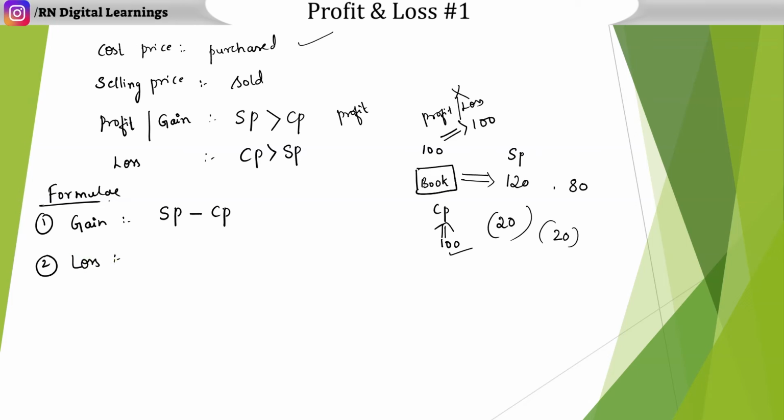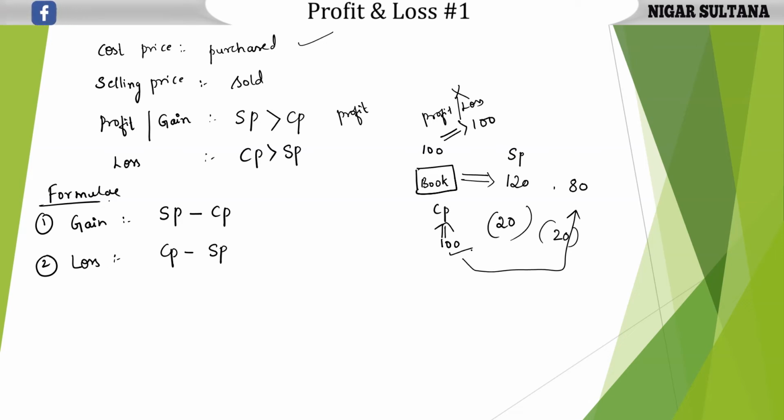So loss can be calculated as, so what is the greater number here? This is your cost price, right? Cost price minus selling price. So in the case of loss, this is the concept of loss, right? So how will you calculate? Cost price minus selling price will give you loss. So this is your profit and this is your loss.